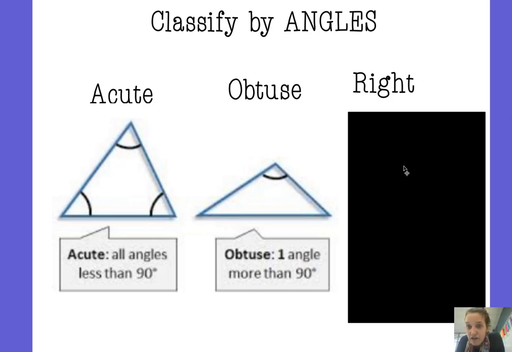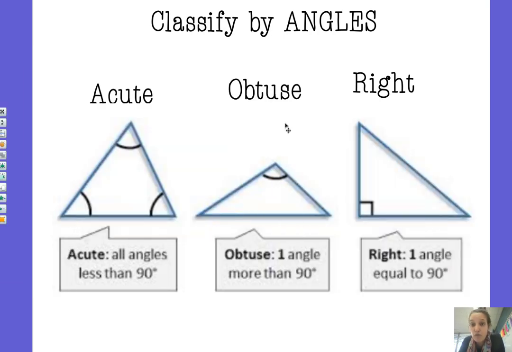And then finally, if your triangle has 1 right angle, one of its angles measures 90 degrees, the other 2 will be acute angles. If your triangle has 1 angle that measures 90 degrees, or if you see this little box in the corner, then you say that that's a right triangle.